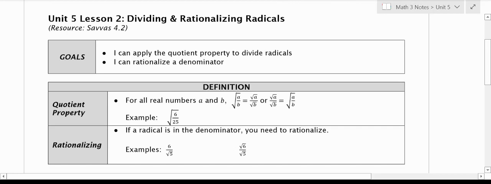Video for Unit 5, Lesson 2, Dividing and Rationalizing Radicals. So in this unit or section, we're going to be looking at applying the quotient property to divide radicals and also rationalizing the denominator when needed.